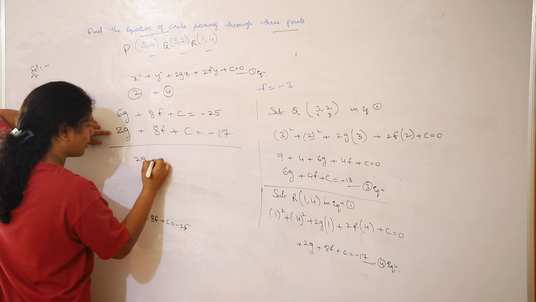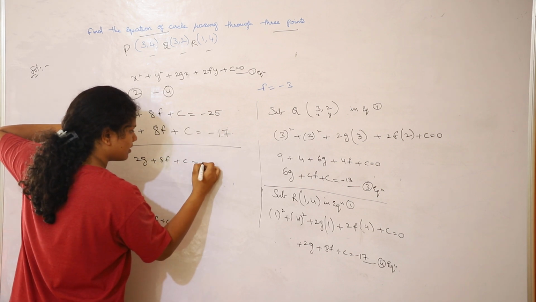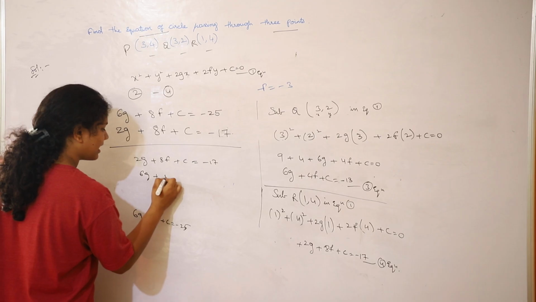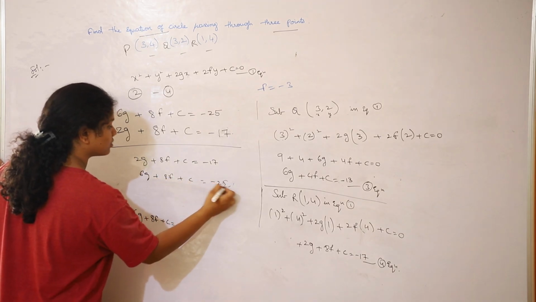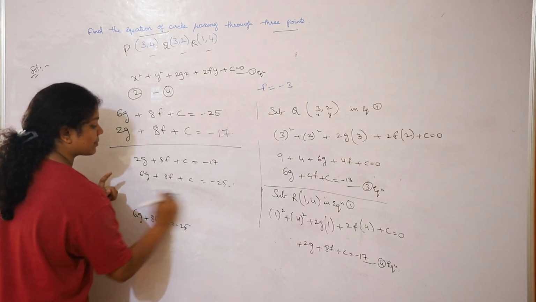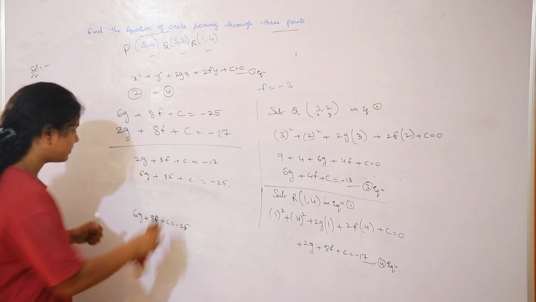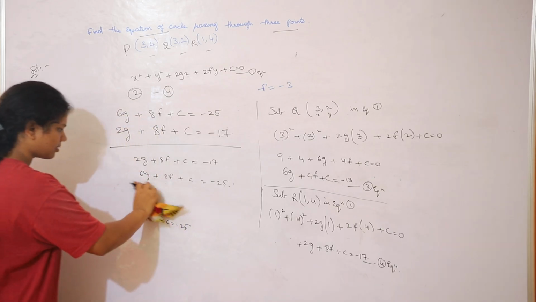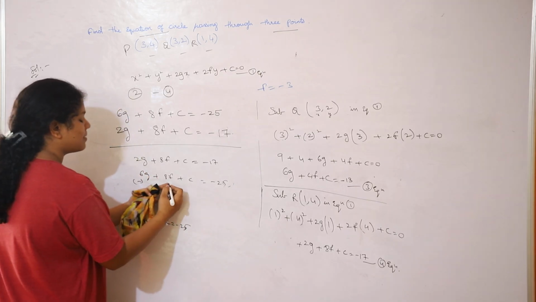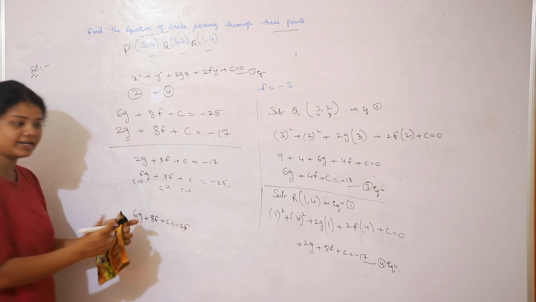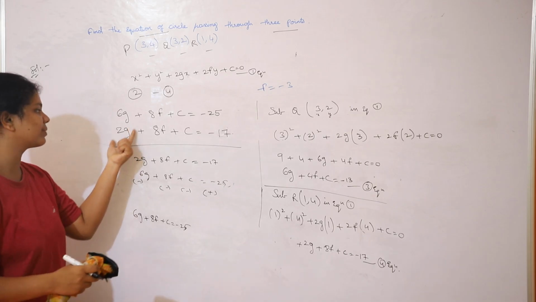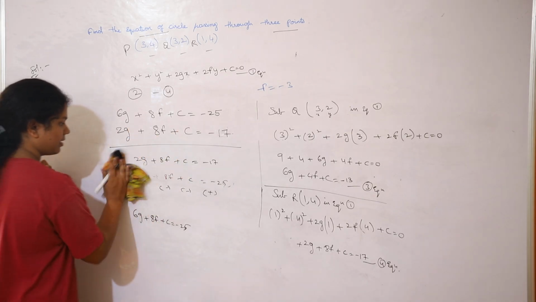Let's say I have a sum like this: 6g plus 8f plus c equals minus 25. Then sign conversion happens for the equation written below it. It's plus 6g minus 6g, plus 8f minus 8f, plus c minus c, and minus 25 plus 25. So the sign conversion often happens for the equation which is written below this equation.